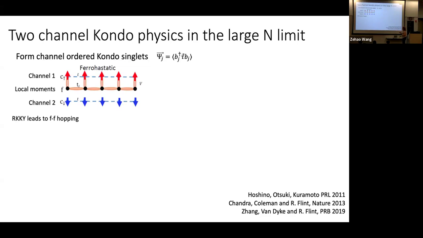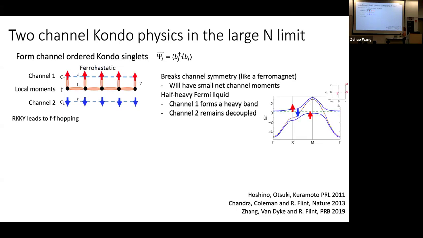Okay, but this ferrohastatic order is just saying I'm only screening my local moments with my up channel of conduction electrons. And so this breaks channel symmetry like a ferromagnetic moment. You will have tiny ferromagnetic moments, but they're suppressed by TK over the bandwidth, so they're very hard to measure. And what you get is a half heavy Fermi liquid, right?